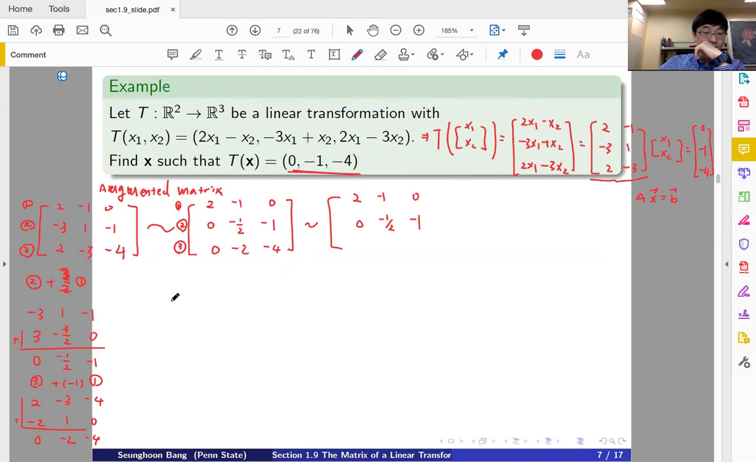You can eliminate -2. How can you do that? The third row plus -4 times the second row. Third row is 0, -2, -4. The -4 times the second row: -4 times 0 is 0, -4 times -1/2 is +2, -4 times -1 is 4. You just add it. What's that? 0, 0, 0. The third row is 0, 0, 0. So we have it, like this.